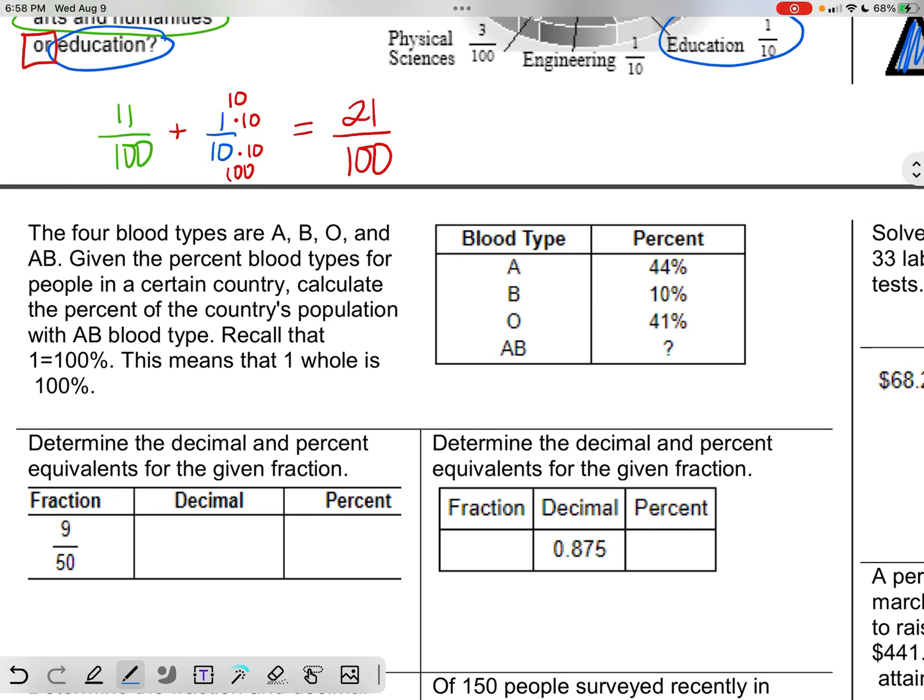Lots of reading in this question. The 4 blood types are this. Given the percent blood types for people in a certain country, calculate the percent for AB. So when I'm looking for my AB, and it's that little piece that's a question mark, you're going to take these and add all of these together. 44 plus 10 plus 41 will put us at 95. Percents are out of 100, which means the piece that's missing has to be 5%. Since 100% minus 95% gives us 5%.